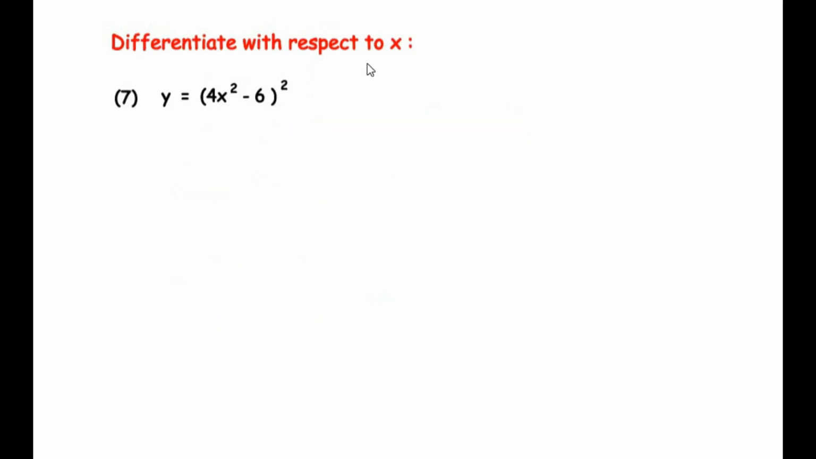Differentiate with respect to x, y is equal to (4x square minus 6) the whole square. Now for this question as well, there are two methods. One is by expansion of this bracket and the second one is by using the chain rule. So here the easiest method is by using the chain rule. So let me explain the steps first.